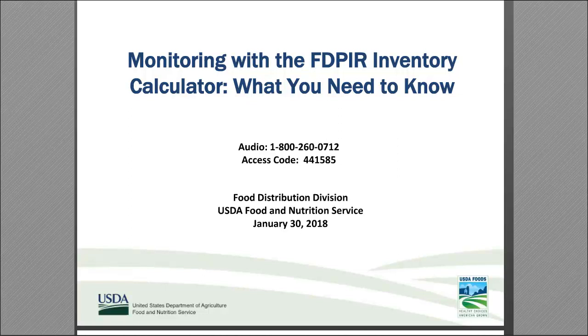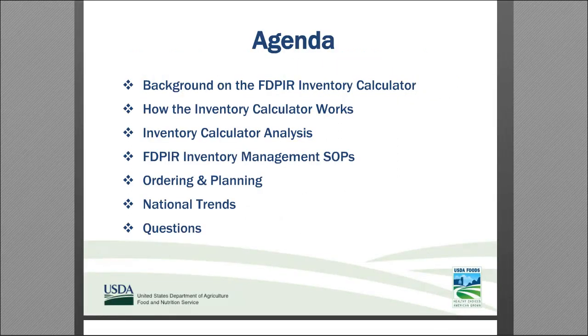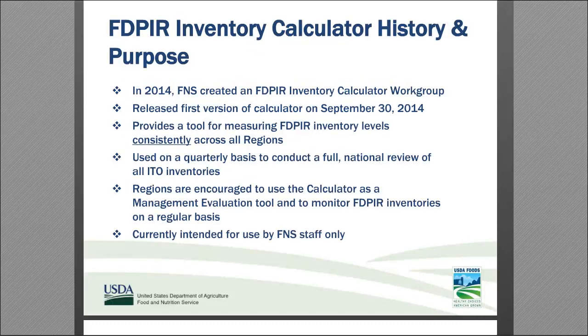Thanks, Sam. First, I'm going to go over the agenda for the webinar. We'll start with a brief background of the FDPIR Inventory Calculator and its development. Then we'll discuss how the inventory calculator works and how to analyze the results. We'll also talk about the FDPIR inventory management SOPs and some key takeaways. Then I'll turn it over to Matthew, who will discuss the ordering and planning process. And finally, we'll close with a look at some of the national trends in FDPIR inventory levels and some ways we use the data from these calculators.